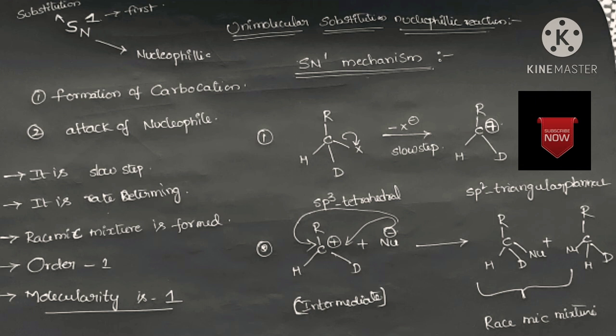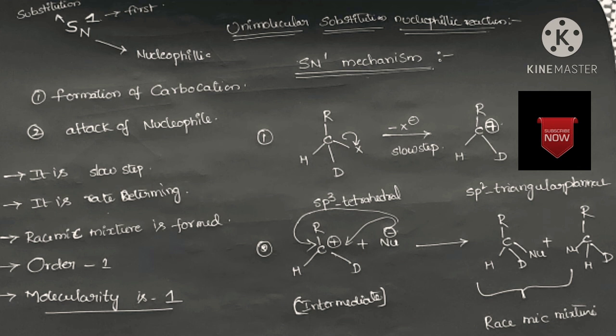The carbocation is sp2 hybridized and the shape of the molecule is trigonal planar. It is an intermediate, formed before the product. And the next step in SN1 reaction is nucleophilic addition. The nucleophile can attack from the front side or the back side. So the products formed are like this.